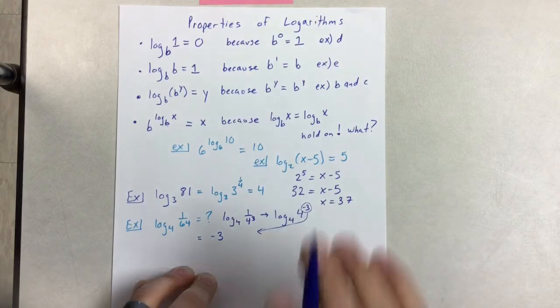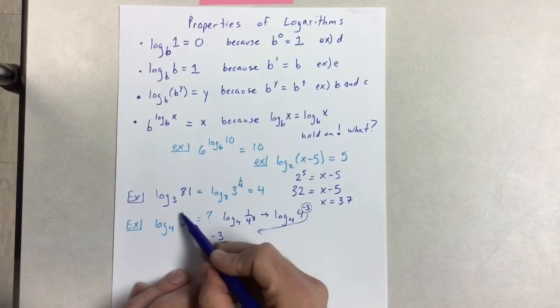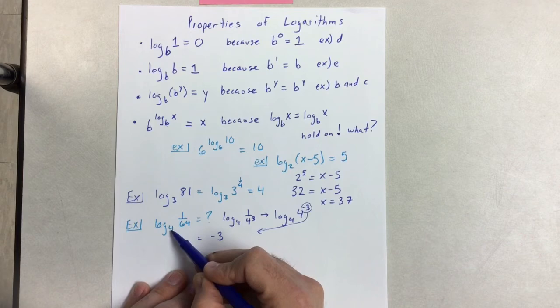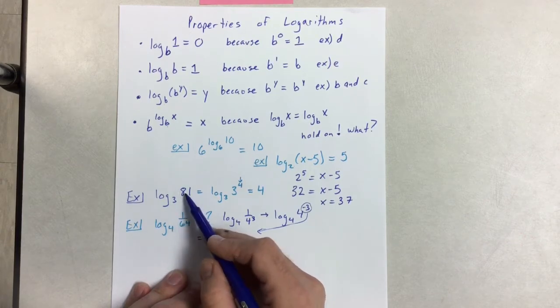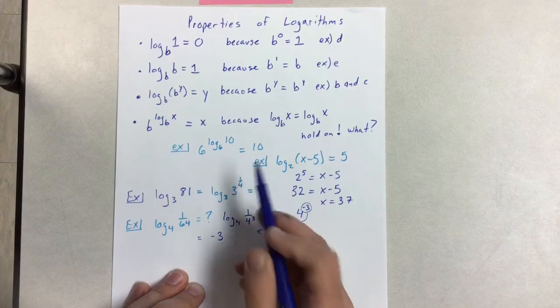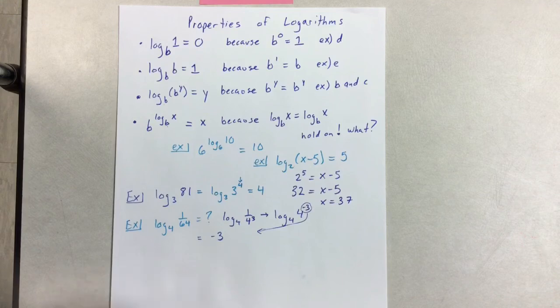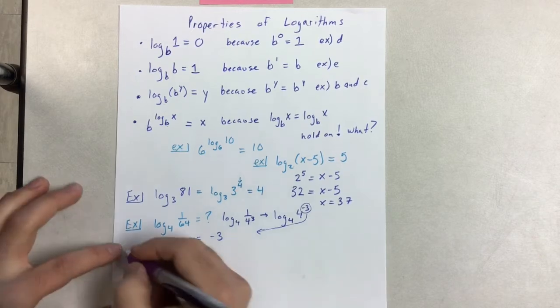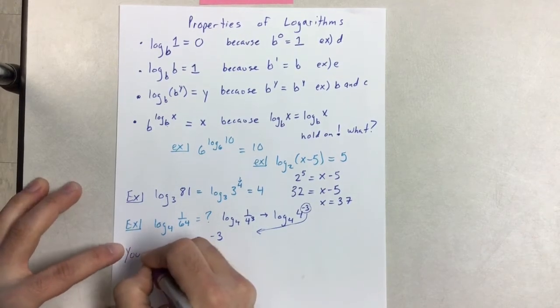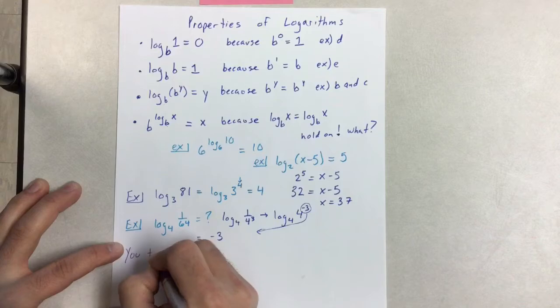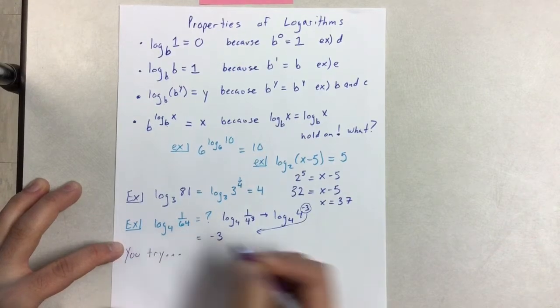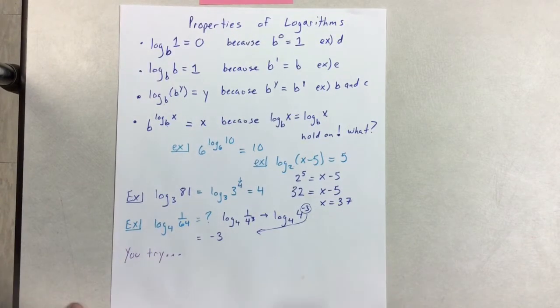Okay, so the whole goal is, can we rewrite our number in terms of having this base? So we rewrote 81 as 3 to the power of 4. We rewrote 64 as 4 to some power. Okay, and before moving on to our next topic, I'm going to have you try this set of examples, okay?